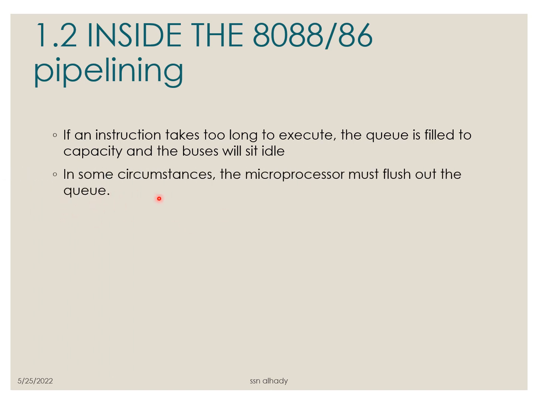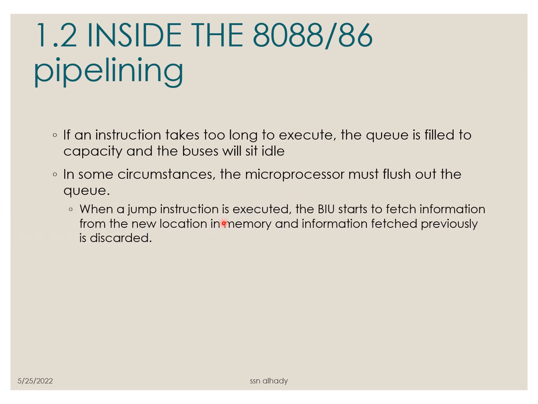In some circumstances, the microprocessor must flush out the queue. Why? You have already queued up all the instructions, and suddenly you need to flush. You are going to experience it once you understand how to design the program, especially if you can avoid a jump instruction.